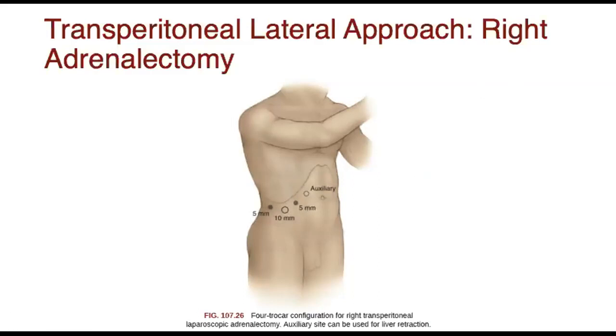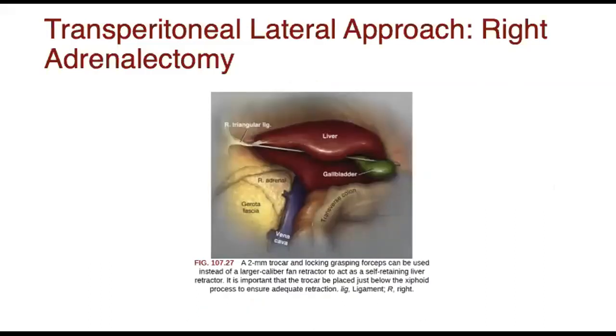The first step to mobilize the liver is by dividing the triangular ligament laterally and inferiorly. So this is for the right side. The liver is then retracted, as you can see here, from the triangular ligament using a 2 or 5 millimeter forceps. And then the lateral parietal peritoneum is grasped by the forceps, creating an assisted self-retaining retraction of the liver. A Kocher's maneuver is then performed to mobilize the second part of the duodenum.